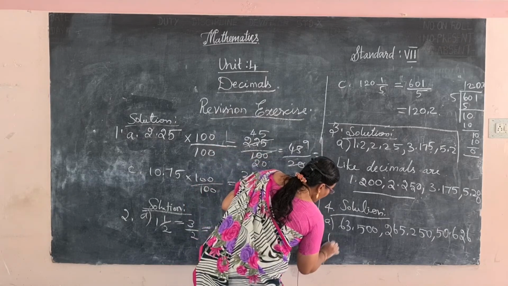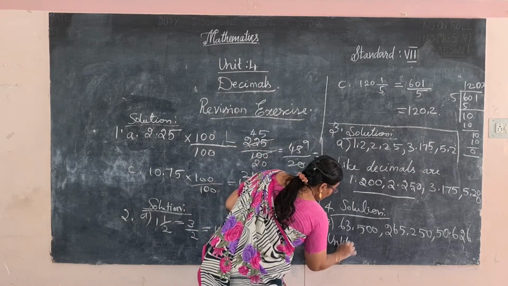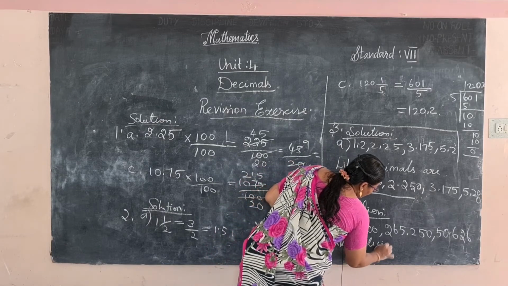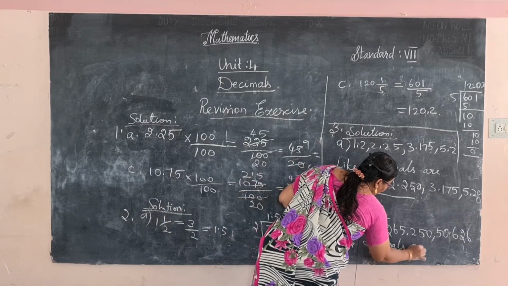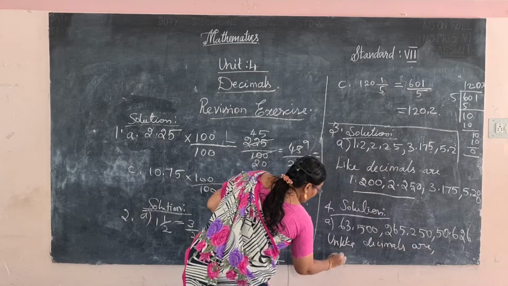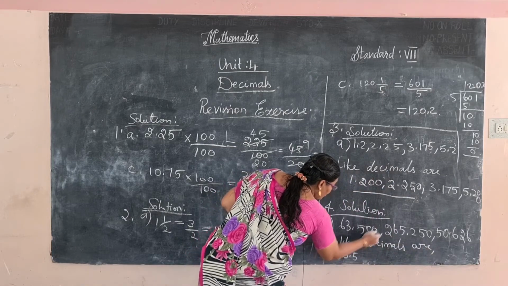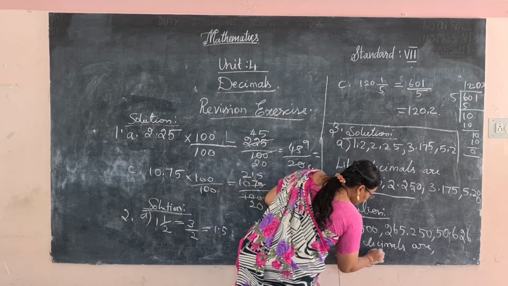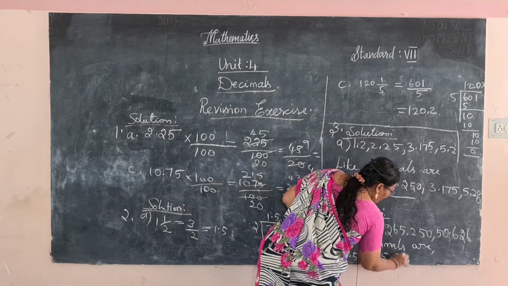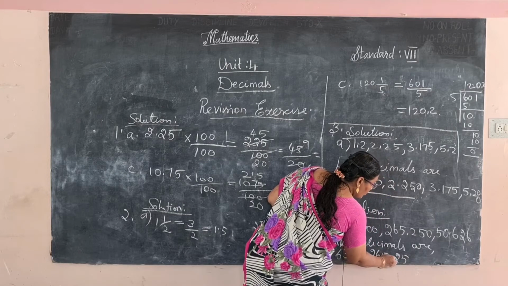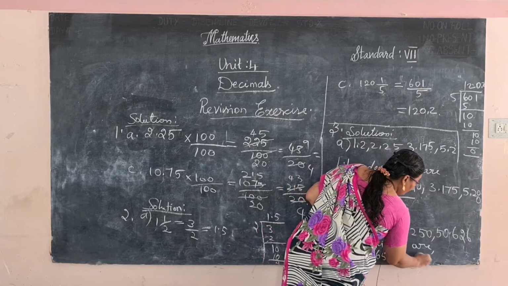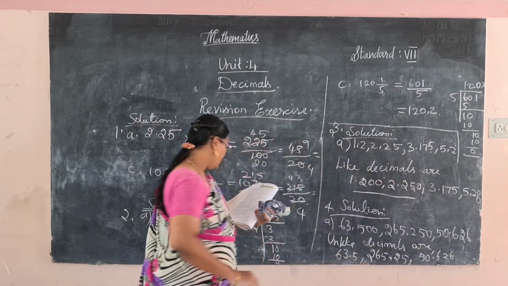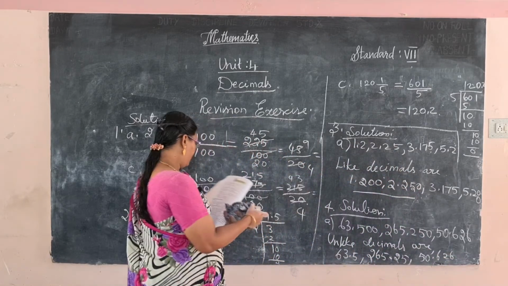Okay. So the unlike decimals are 63.5. Remove the 2 zeros. And next, 265.25. And then 50.626. That's it. Next one of that homework. Fifth problem.